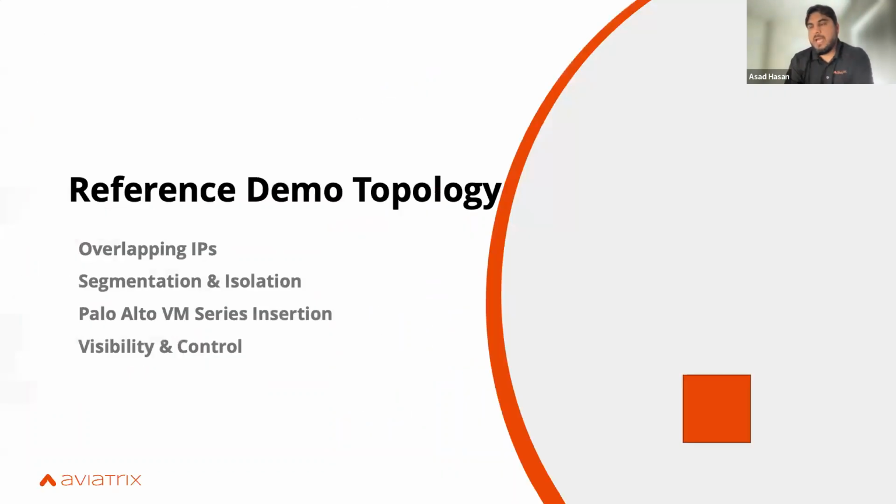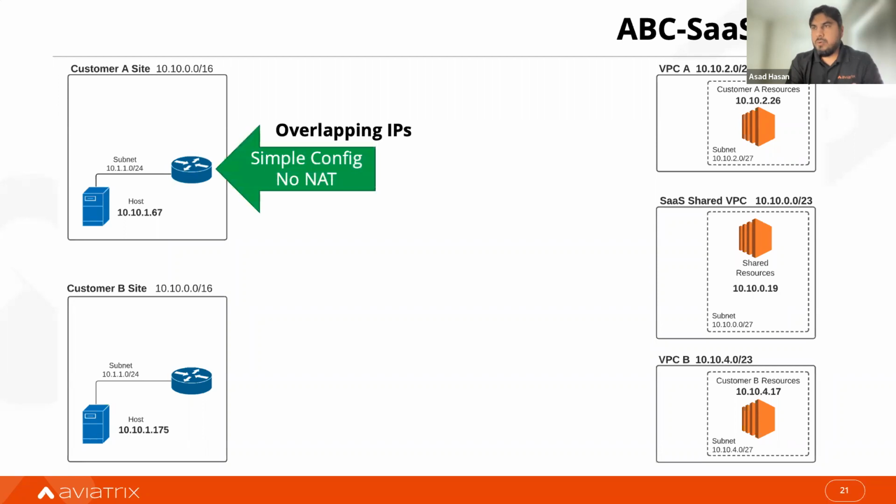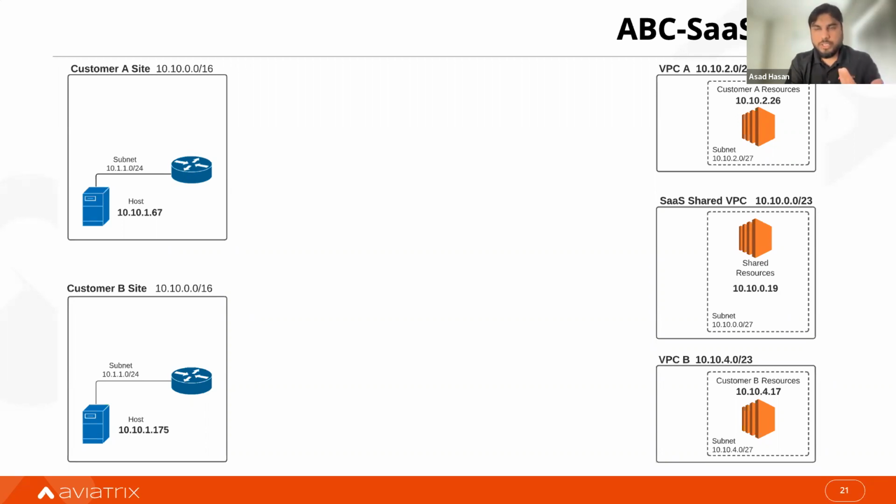All right, now I built a demo topology for you, just a simple topology to understand the typical challenges or requirements. In this topology, on the left-hand side, you can see we have customer A and customer B. Both are using the same CIDR, 10.10.0.0/16. On the right-hand side, I have a SaaS environment. This is the SaaS provider environment, a very basic environment.